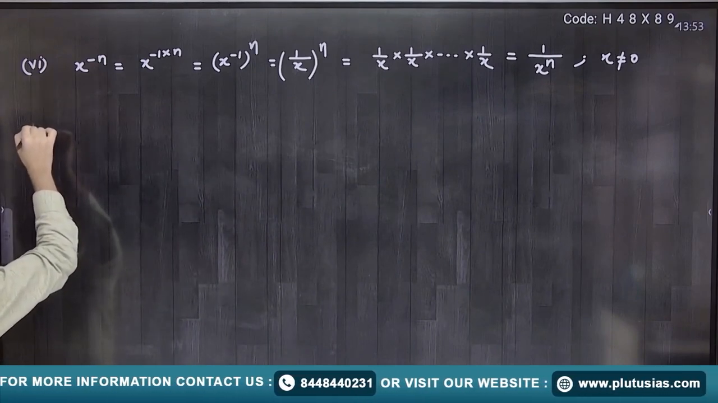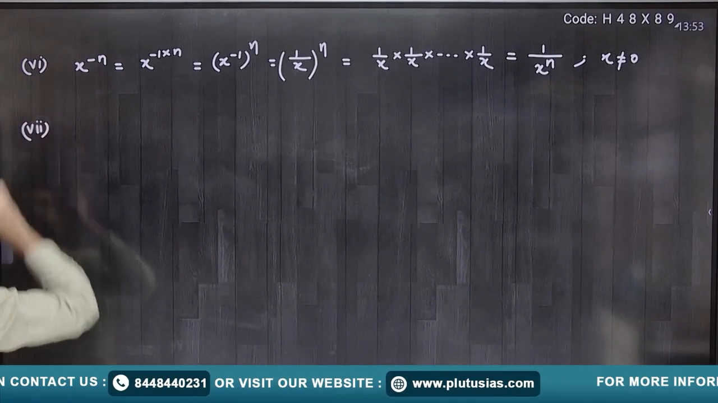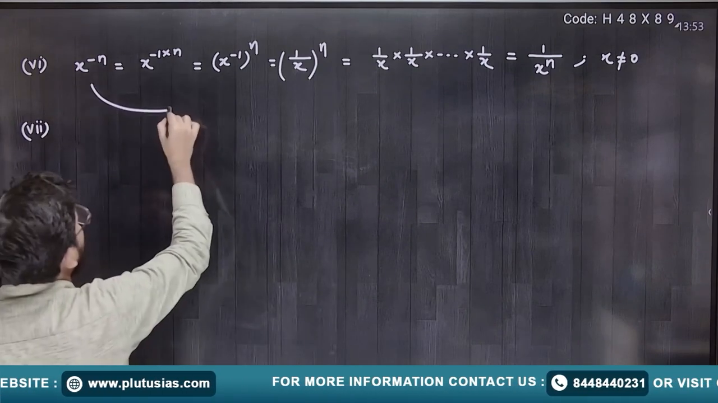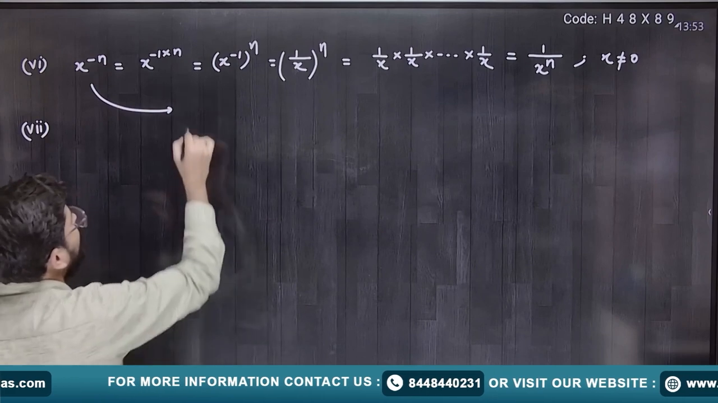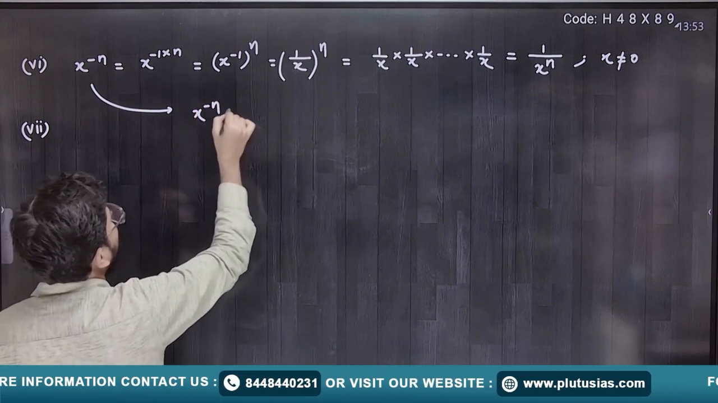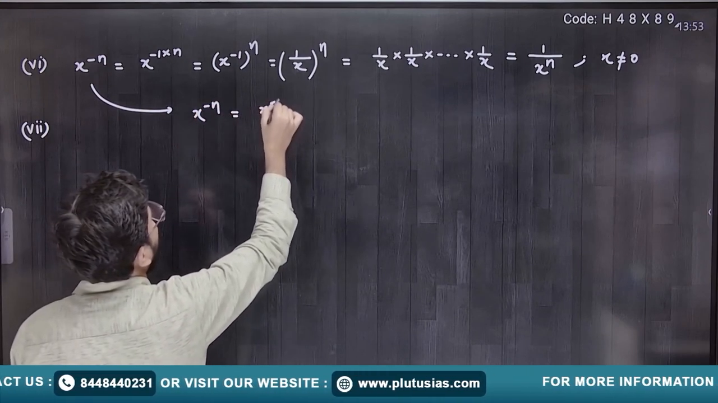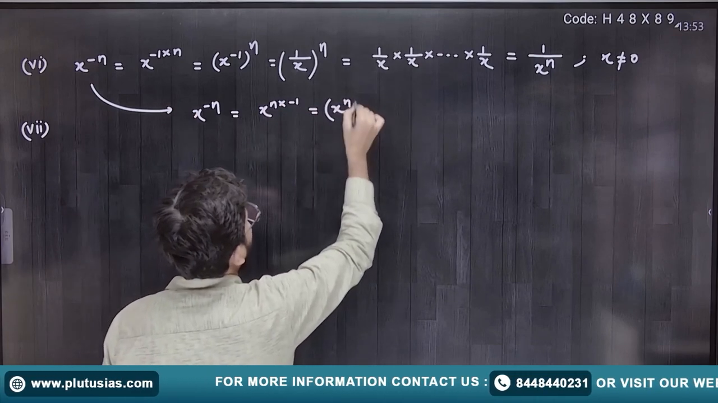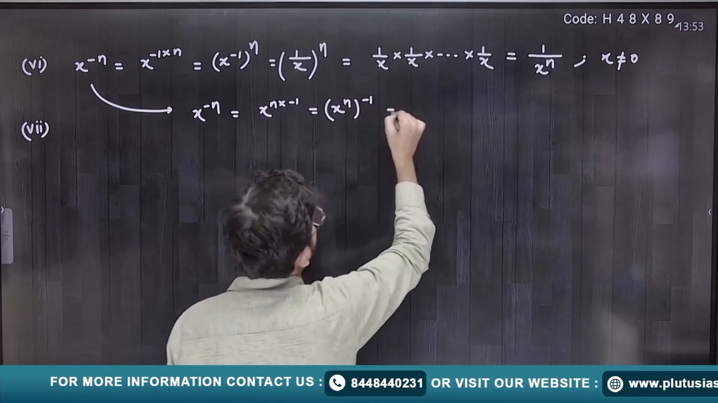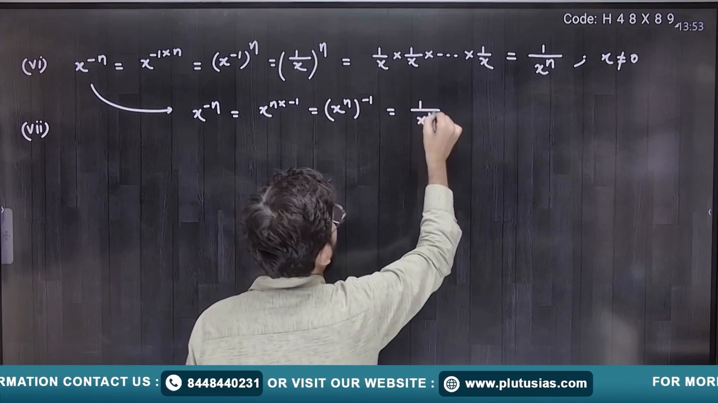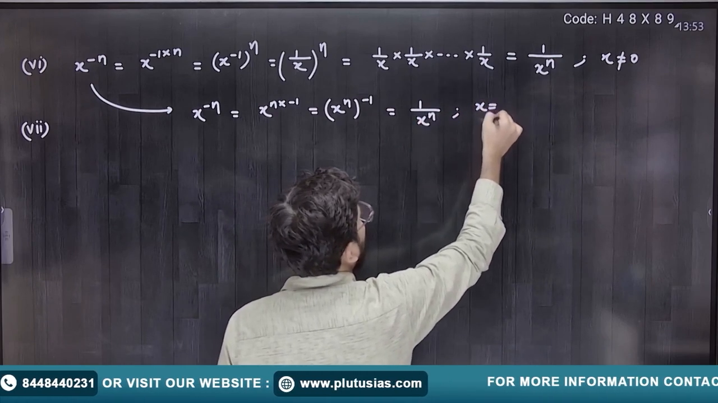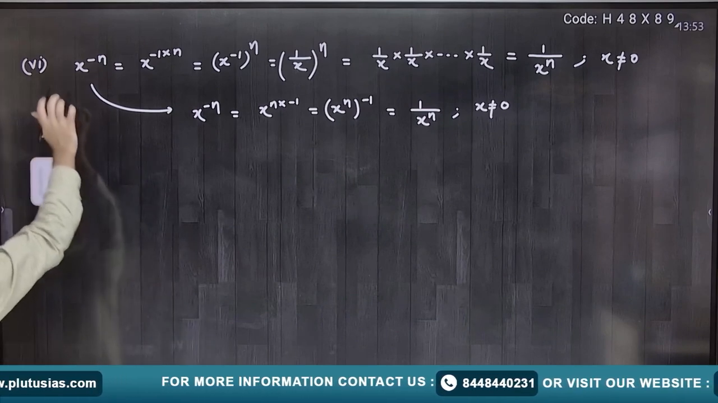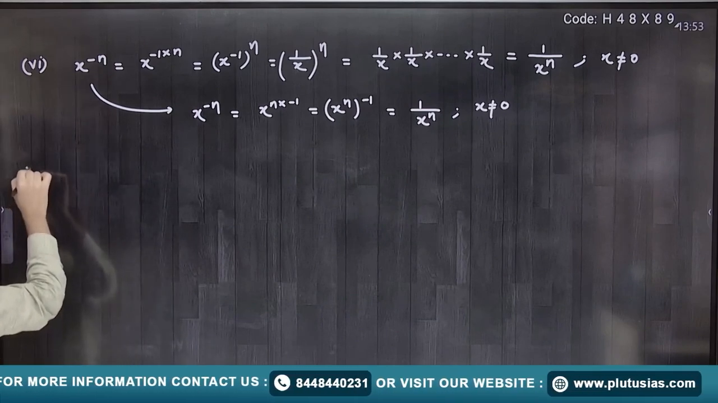Next one is, you can do it with one more method. You can say x power minus n is x power n into minus 1. So you can say that is x power n to the power minus 1. So you can say that is 1 by x raised to power n. Okay, obviously x cannot be 0. That's also a valid one. Clear? So let's discuss the next one. That is the seventh property.